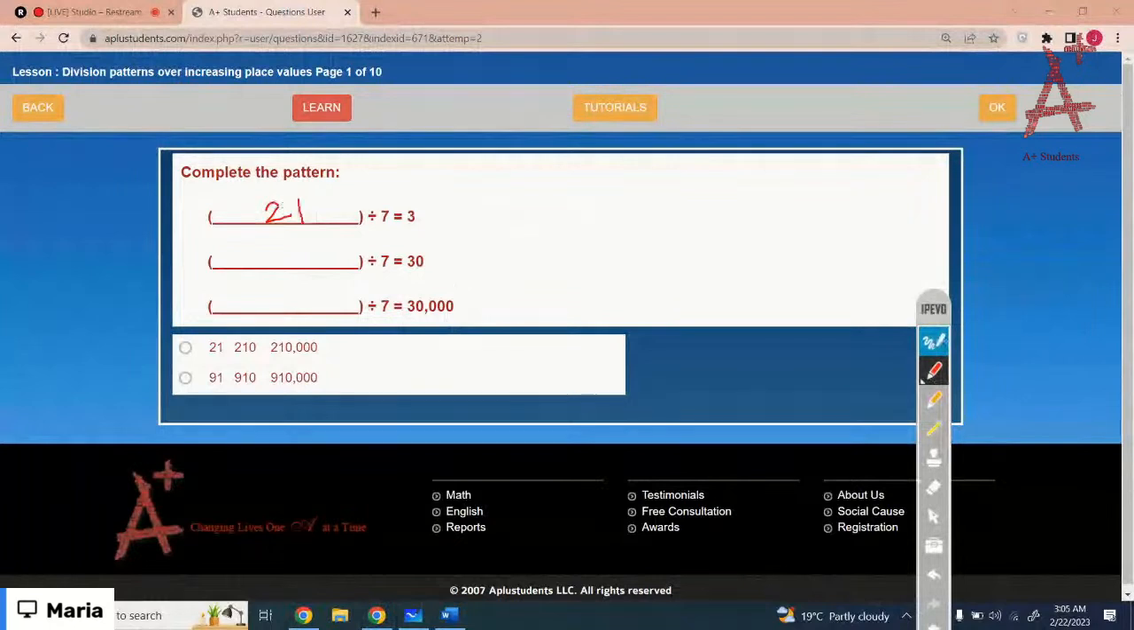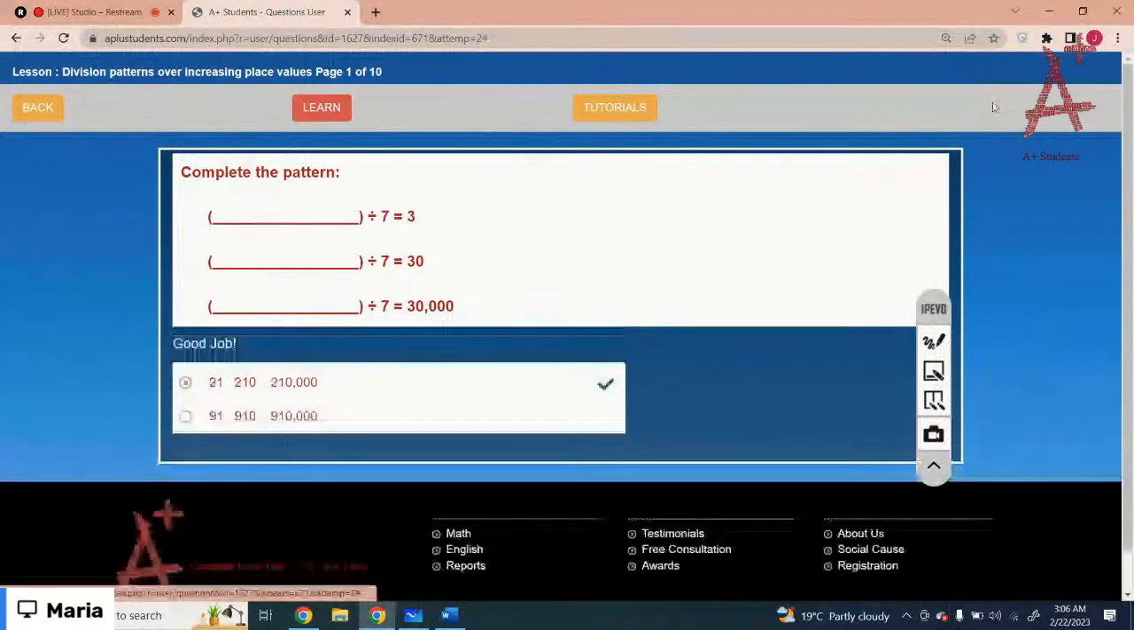Now you have a 0 with the divisor. That means you have a 0 with the quotient. Here you have 40 with the divisor, so it would be 1, 2, 3, 4 zeros. So the correct option is option number 1, 21, 210 and 210 thousand. Got it? So it would be option number 1. Just select the correct option, then click on the OK button.